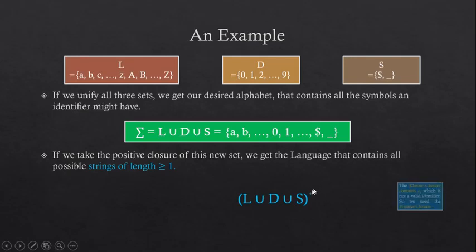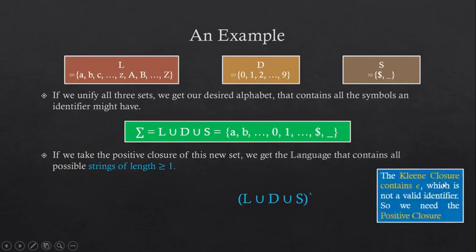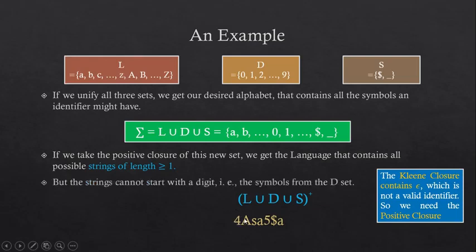But the closure is not going to be the Kleene closure, because the Kleene closure contains the empty string epsilon, which has a length equal to 0. But our condition dictates that the length of the string must be 1 or greater. So we need the positive closure. Now we have any string of any length using these symbols, but there is still a problem. The string cannot start with a digit.